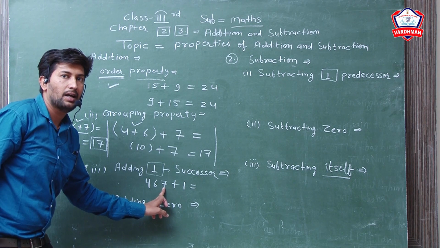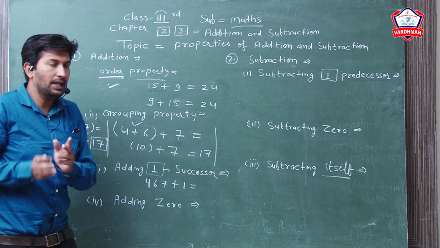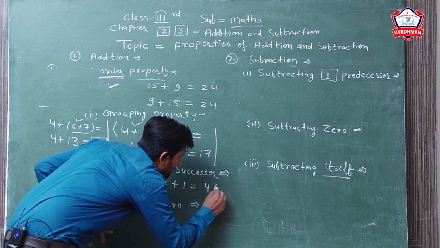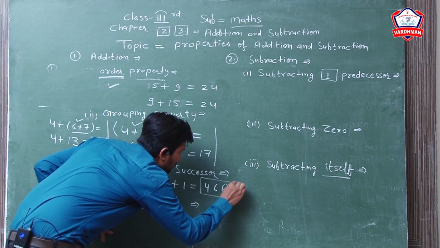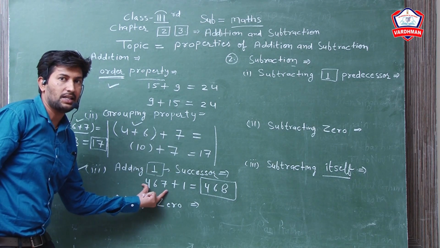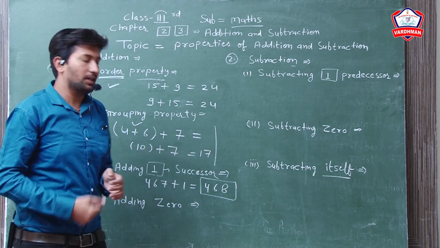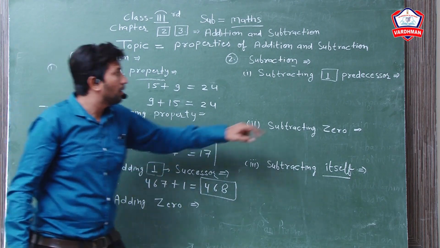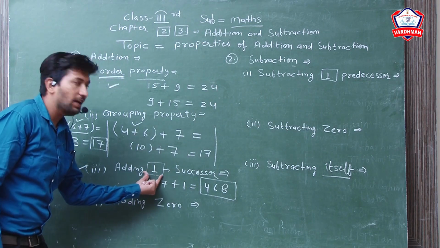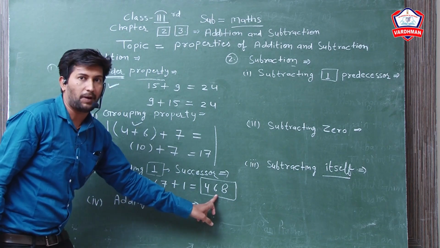467 add by 1. It means one up counting, only 1. 467 add by 1 is 468. This is the successor number of 467. You have already done this successor and predecessor part in your first chapter. When we add 1 to any number, you will find the successor.